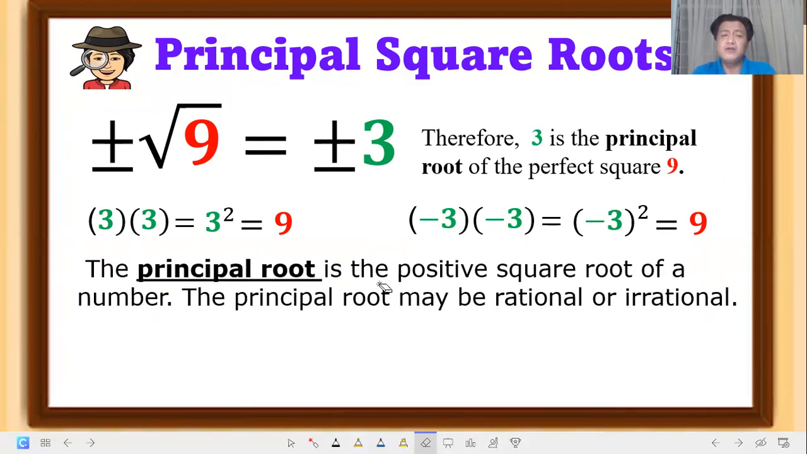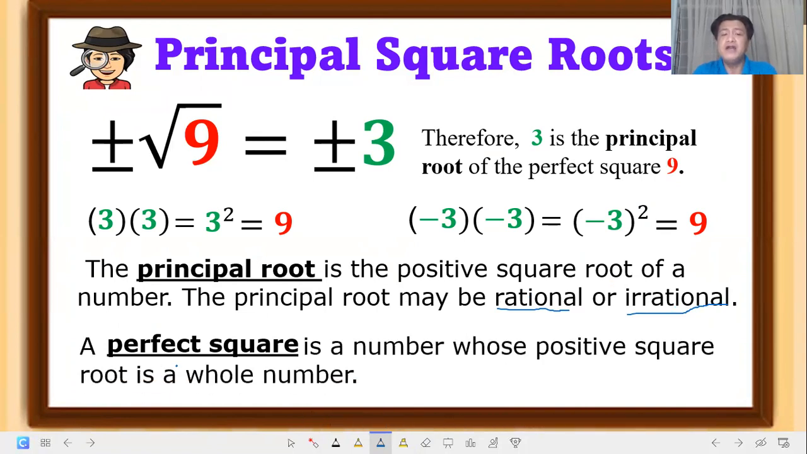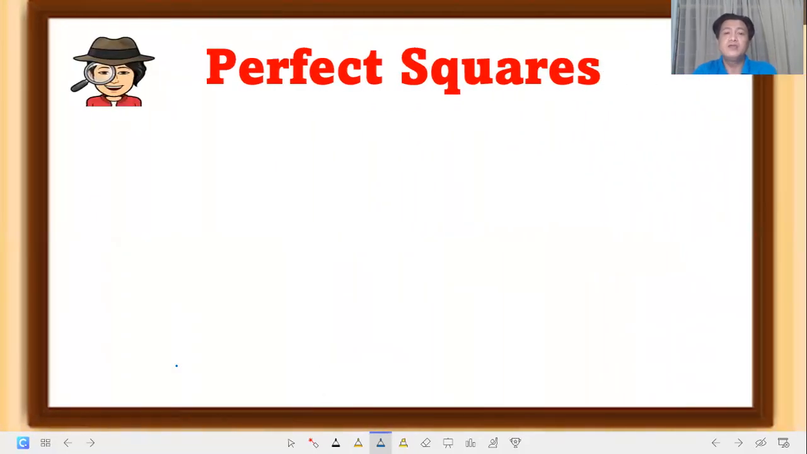Okay, so the principal root is simply the positive square root of a number. The principal root may be rational or irrational. Dapat alam natin yung ibig sabihin ng mga terms na to. And ano nga ba yung ibig sabihin ng perfect square? Okay, pag sinabi natin perfect square, ito po yung number na kapag minultiply mo sa sarili niya, yung product po nun ay tinatawag nating perfect square. Kaya nga, whose positive square root is a whole number. Okay, so well, we are talking about the perfect squares.